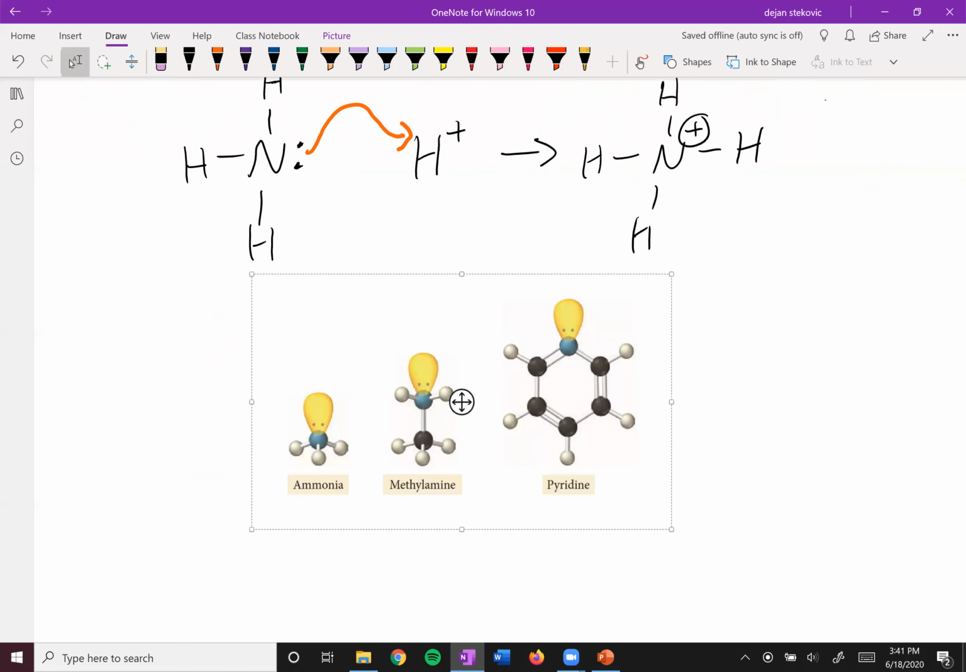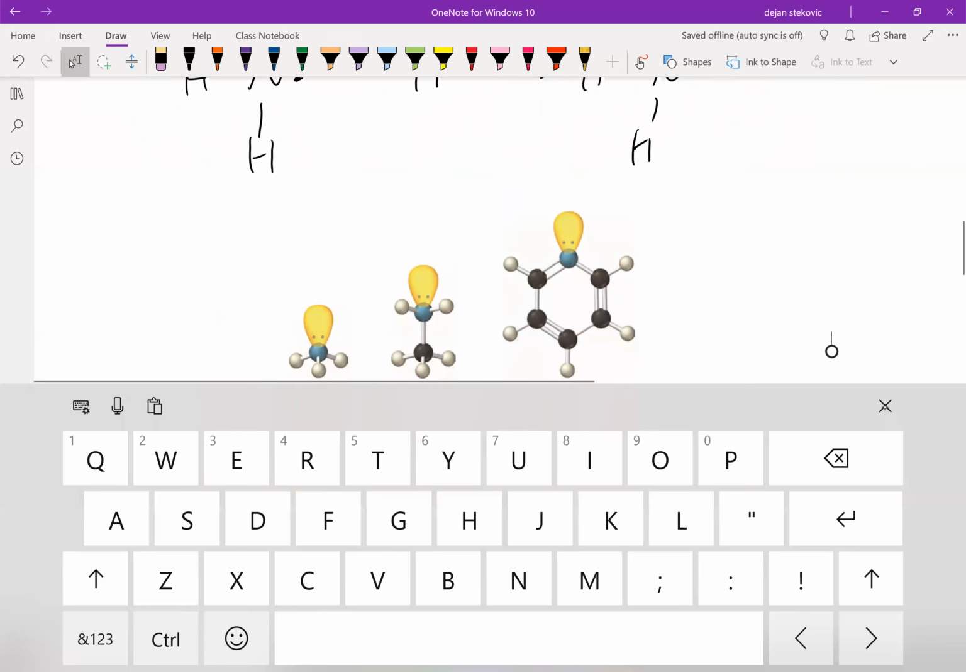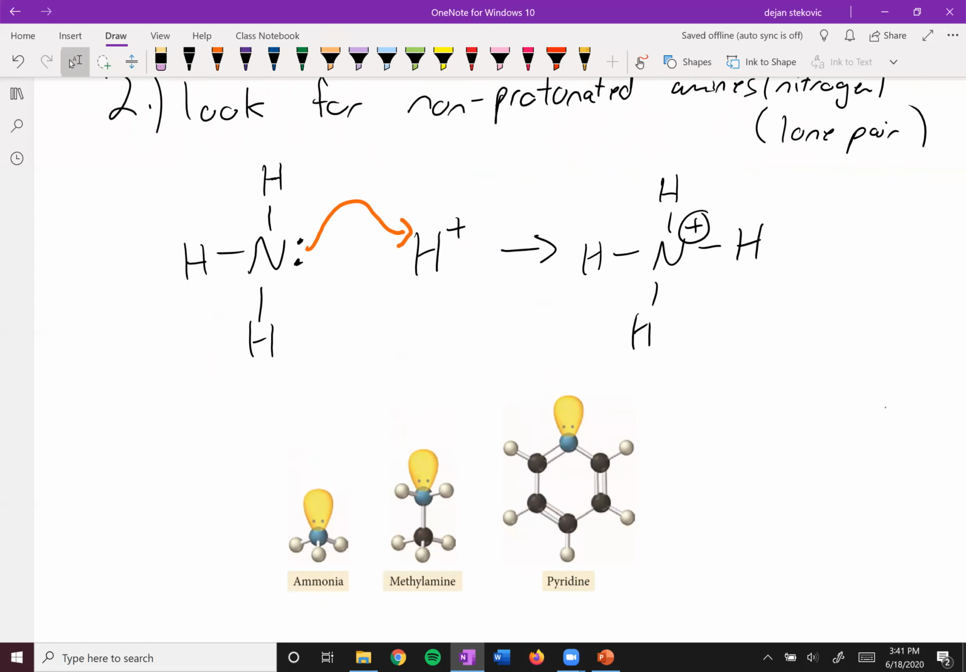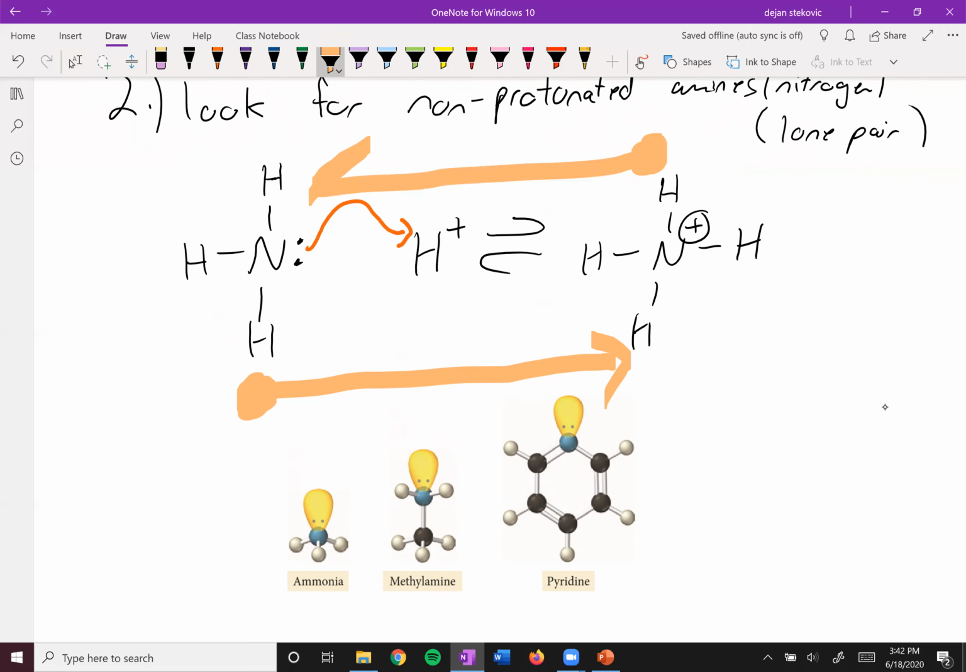Right, so there's just a picture of different nitrogen-containing compounds, showing that they have this lone pair and can act as bases. Remember, this exists in an equilibrium. So if you add just NH3 to water, it will act as a base. But if you add NH4 plus to water, it will act as an acid.